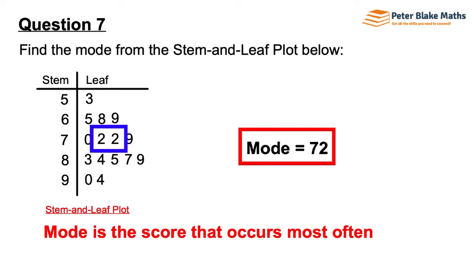Some students will say that the answer there is 2. But in a stem and leaf plot, the leaf part is just the units number, and so the numbers aren't 3, 5, 8, 9, 0, 2, 2. They're 53, 65, 68, 69, 70, 72, 72. So you can see that the actual scores indicated by those 2s are 72s, and that's the only one that occurred twice, so that's our mode.